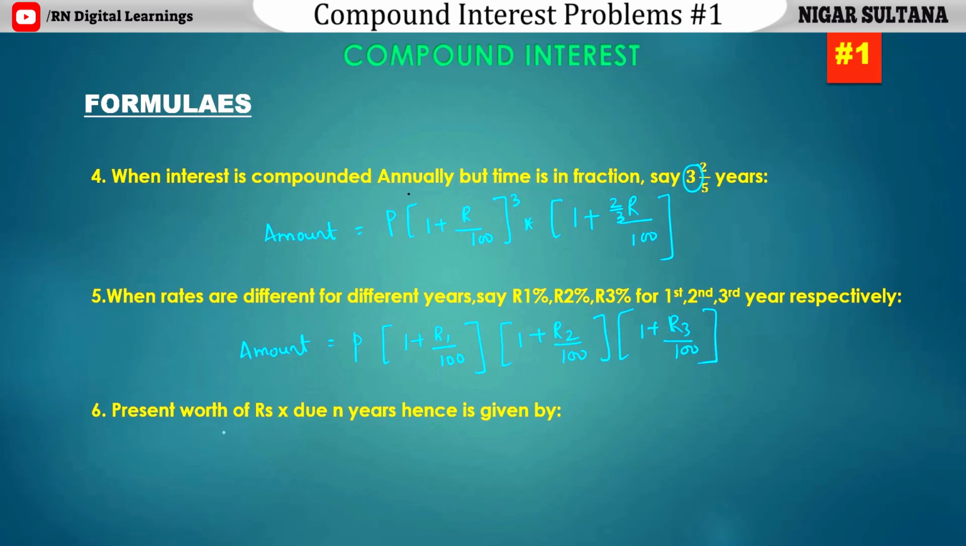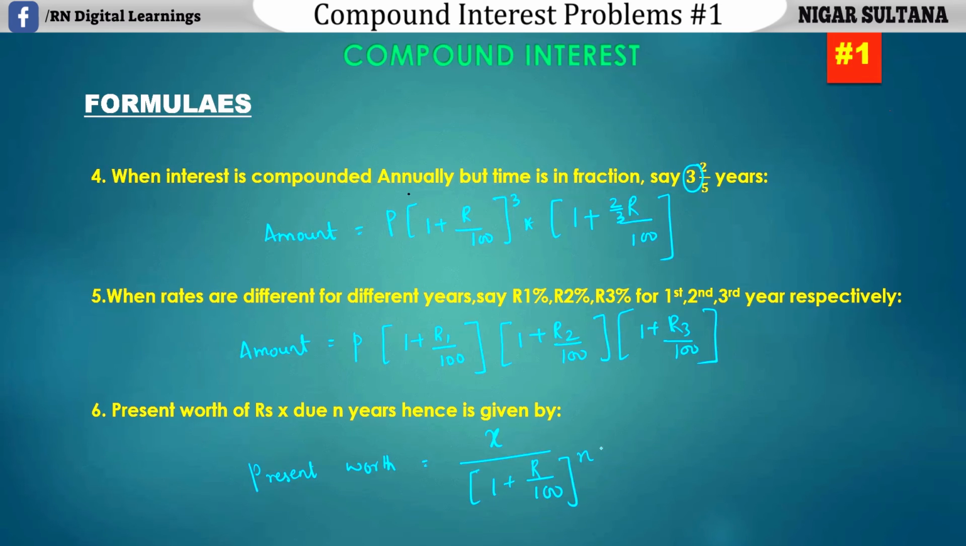The last formula is present worth of rupees X due n years hence is given by. So the formula for this is present worth is equals to X divided by 1 plus R divided by 100 to the power n. So these are the formulas.